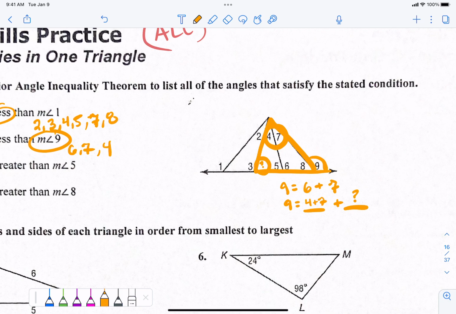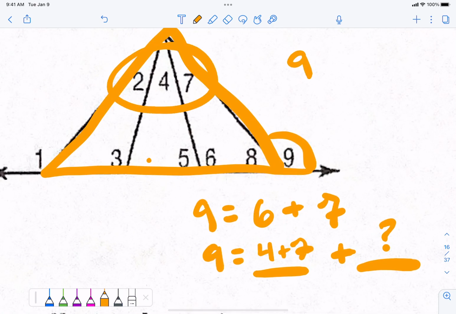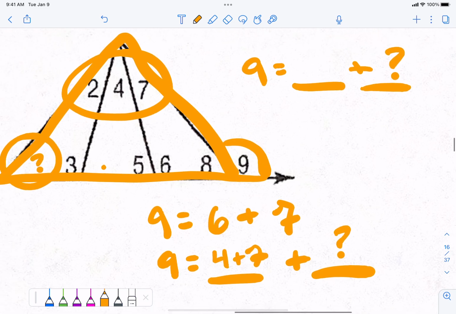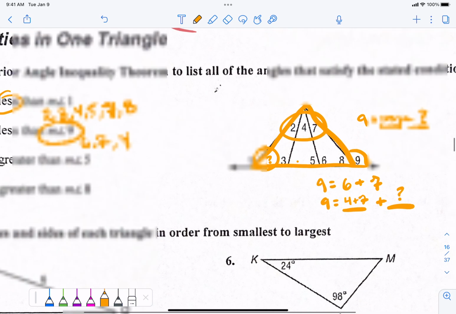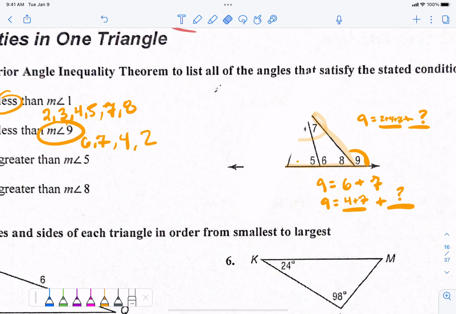Okay. All right, now let's look at the third triangle. Okay, so angle 9 in the third triangle is this angle and this angle added together. We don't know this one, right? But we know this one is angle 2 plus angle 4 plus angle 7. So what do I need to add to my list that's smaller than 9? 2 also. Do you see how that works? Okay. All right. See, the more you do, the easier it gets, right? Those went by really quick. Okay. Questions about that?